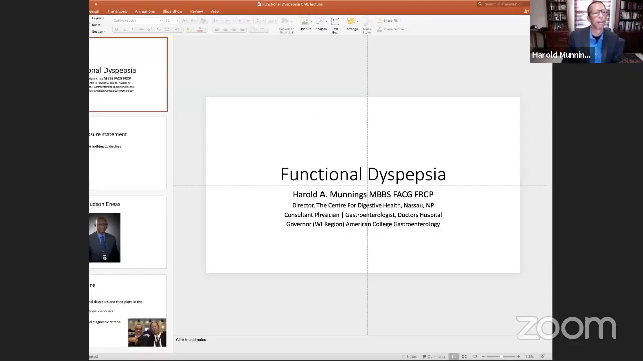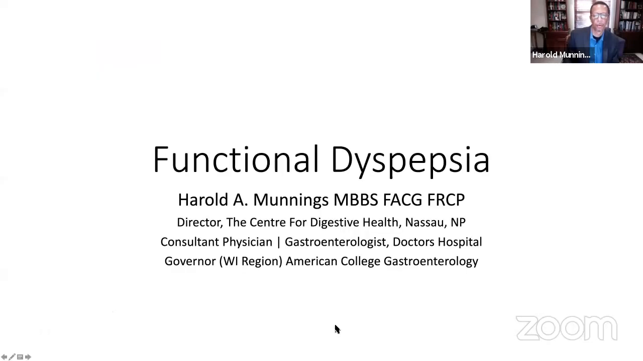So, we're talking about functional dyspepsia. We want to get rid of this. Share the screen, not the desktop. How's this? Is my screen shared yet? Yes, Dr. Munnings, your screen is shared. What you can do is just put it on full view. Yeah, slideshow. There we go. Perfect. We're seeing your slides.